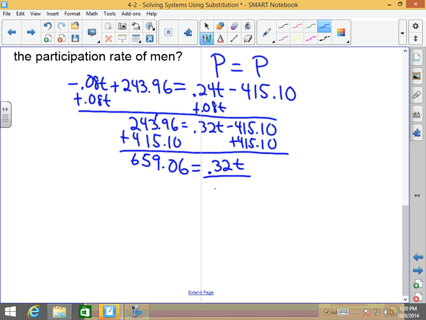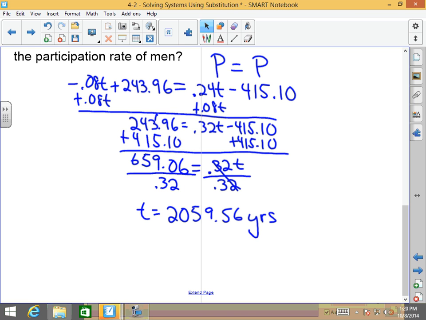0.32T. In this case, if we were in a test and I gave you something like this, I know you could do it by hand. I know you can. I believe in you. But real economists, real engineers, real architects, they use tools, so you would be able to use a calculator for this. And T would equal 2,000. No, it'd be 2,059.56 years. That's when they'll be even.